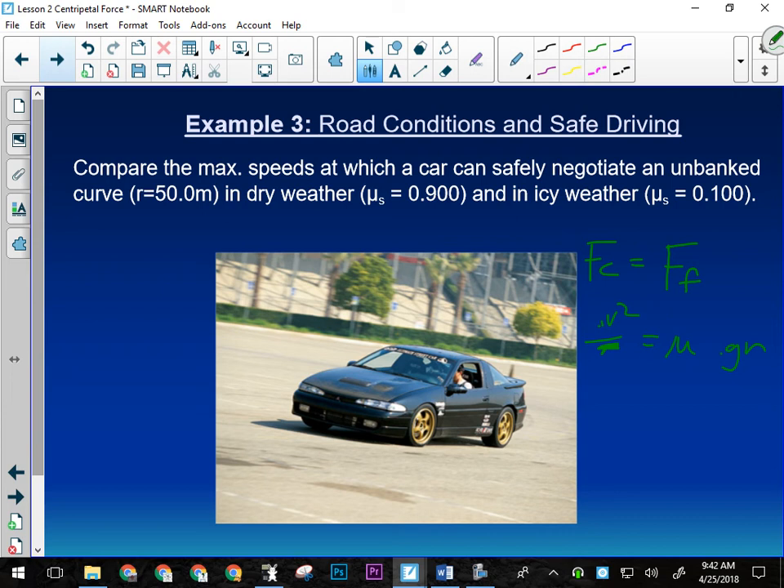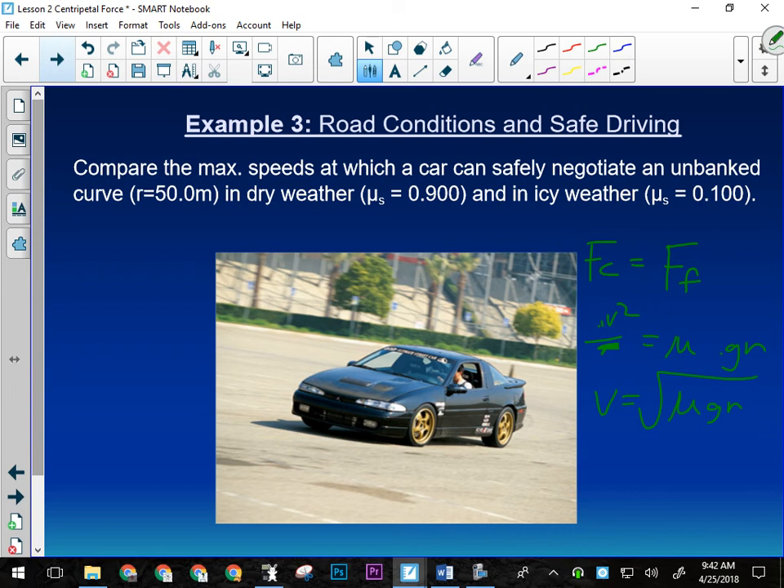All right, so what we end up with here, guys, is that V is going to equal the square root of mu times G times R, or mu g r. You'd be surprised how often in this unit that will be your formula. V equals the square root of mu g r. It happens all the time.